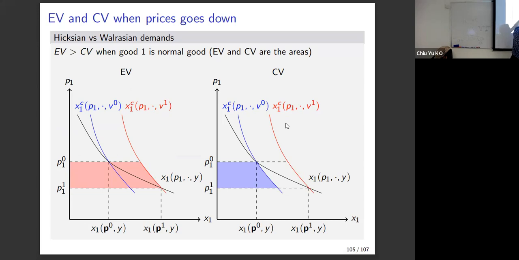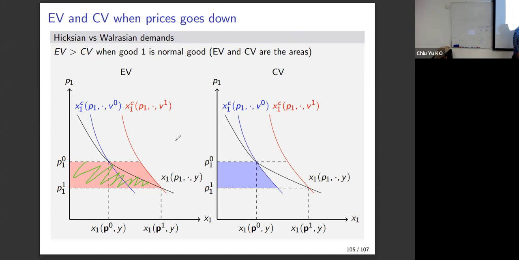So this is the Marshallian demand, okay? Look at the price change, it goes down, right? The change in consumer surplus is this trapezium under this one, right? So the change in consumer surplus will be, I don't know, blue color? No, a green color. Right, it's a green one. Okay, and EV is what? EV is looking at which direction? Looking at the area from here.